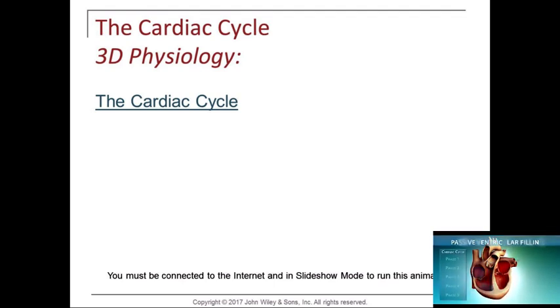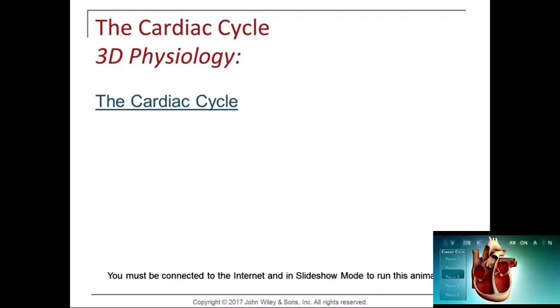Phase 1 is passive ventricular filling. All of the chambers are relaxed, as most of the blood from each atrium passively flows through the open atrioventricular valve into its respective ventricle. Atrial contraction is the second phase of the cycle. The atria contract, forcing additional blood into the ventricles. Atrial contraction causes ventricular blood volume to reach its maximum.